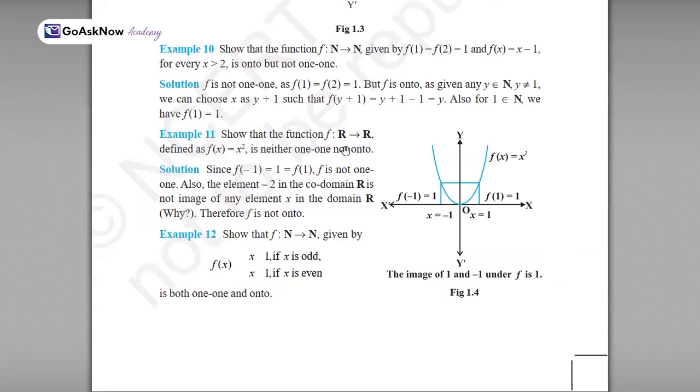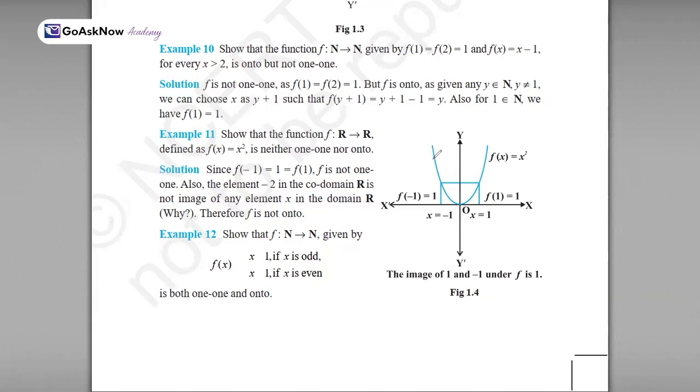Example 11 is asking us to show that the function f from real numbers to real numbers defined as f(x) = x square is neither one-one nor onto. So it is also a very good example, and you have to remember these examples also. This will be asked in competition levels also.